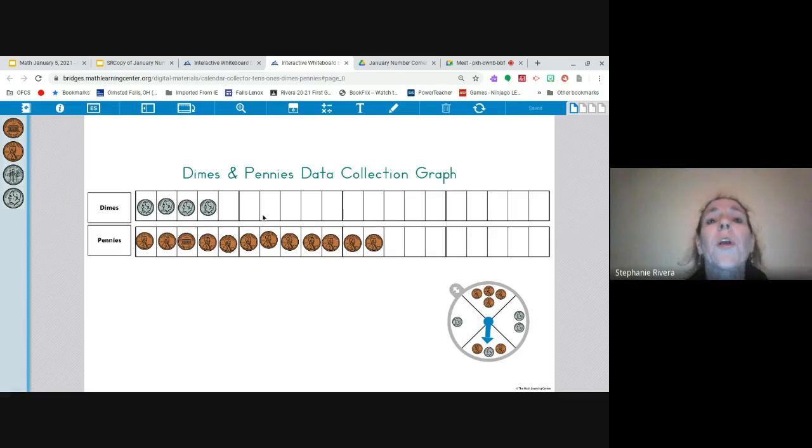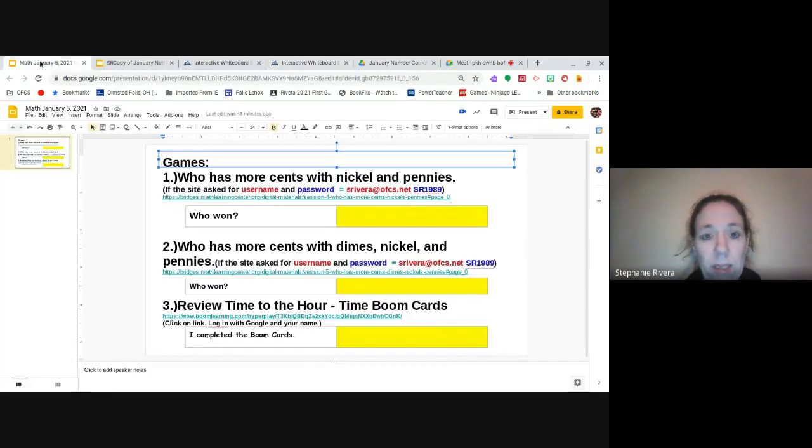And the last one we're going to use is that nickel. And when I open up our game, you're going to see our nickel. So when you go into your assignment today, it's going to look like this. And you're going to play 2 different games. You're going to play who has more cents with nickels and pennies. And you're going to play who has more cents with dimes, nickels, and pennies. Okay. So when you click on the game, it will open like this, and you have to click on the word.